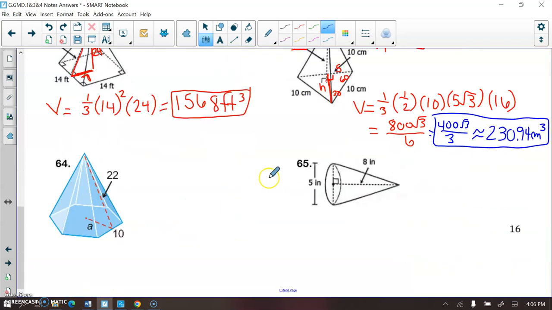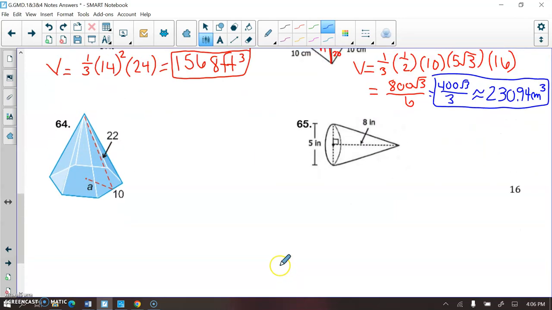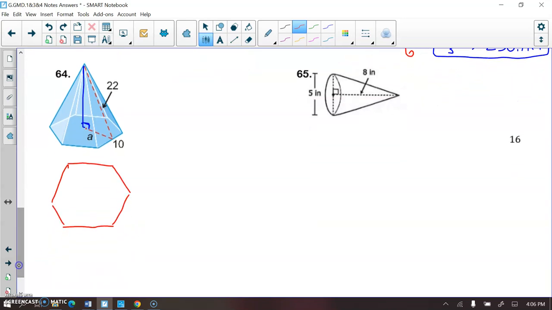All right, next one, I have a hexagon here. I need to know the apothem to find the area of the base, but I also need to know the apothem to help me find the height of the pyramid. So I'm going to take the hexagon out. We're going to work on the apothem real quick outside of the figure.